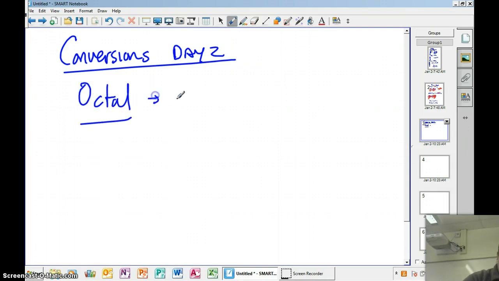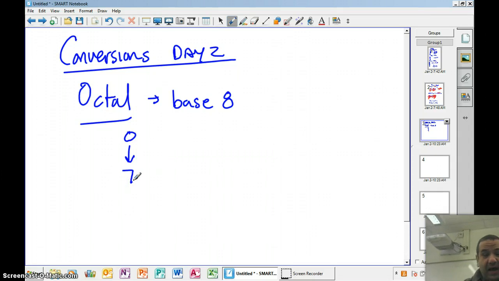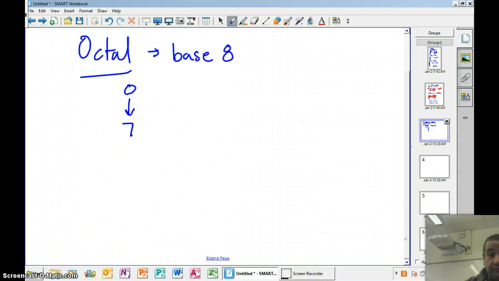Octal is a base 8 number system where the digits are 0 through 7. And how we convert to and from octal and to and from hexadecimal is through binary. Binary will be our middle person that we go to, both ways. So let me show you a base 10. Let's go from base 10 to octal.